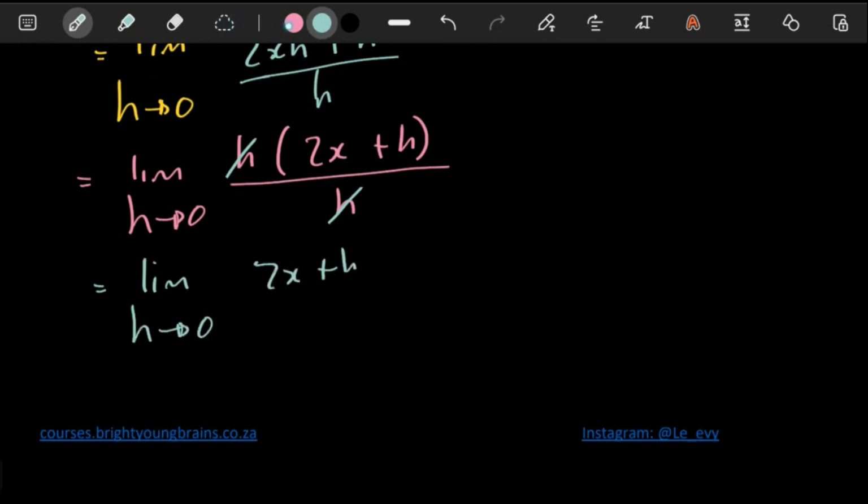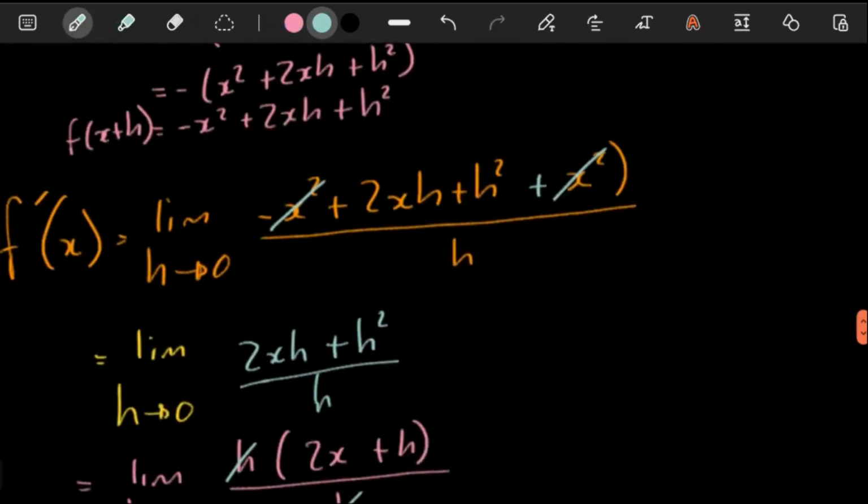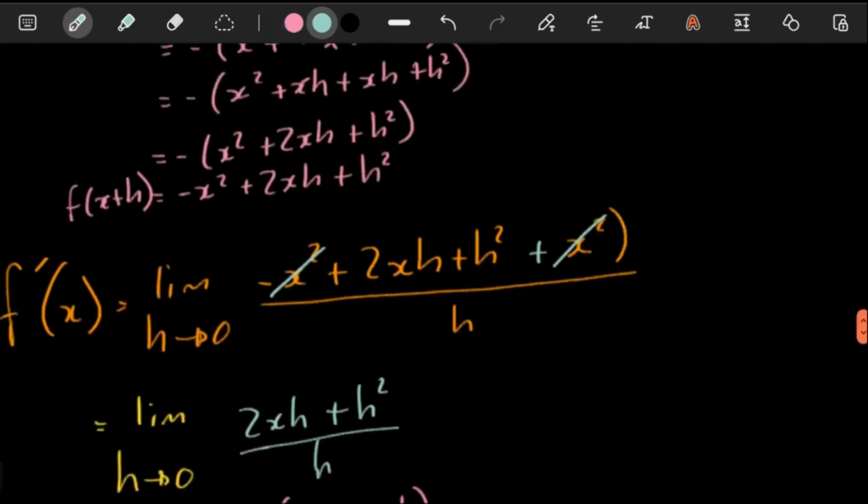Now you can let h go to 0 here. Oh, I made a mistake. I definitely know I did. There's supposed to be a negative somewhere.